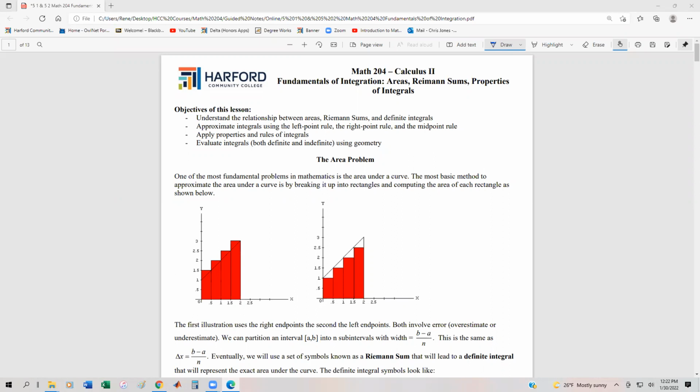And that's what we're going to basically go back over, is we're going to look at how we can relate areas, integrals, as well as these animals called Riemann sums together, right? So in this section, we want to make sure that we understand the relationship between those three entities. We're going to be able to approximate areas or integrals using a left-hand rule and a right-hand rule and a midpoint rule. We're going to apply some properties and some rules of integrals, and then we're going to be able to evaluate integrals using geometry. So keep those in mind as you're going through, that those are the big overarching topics.